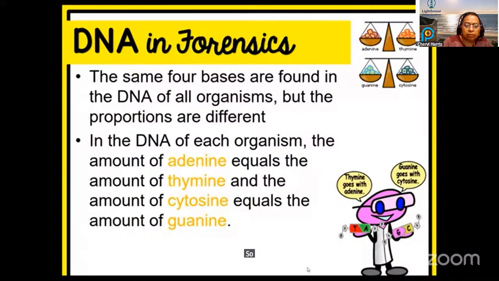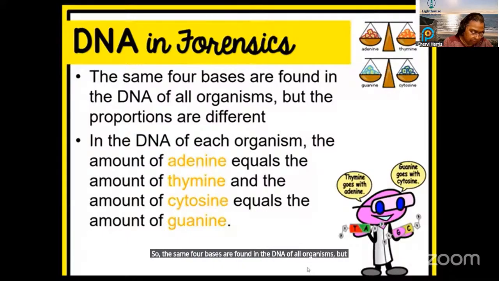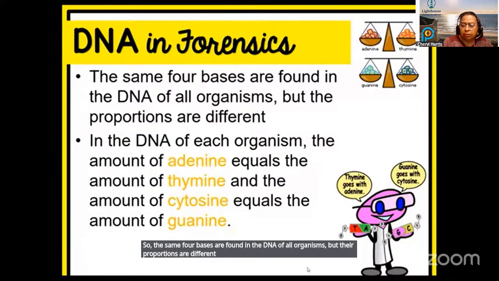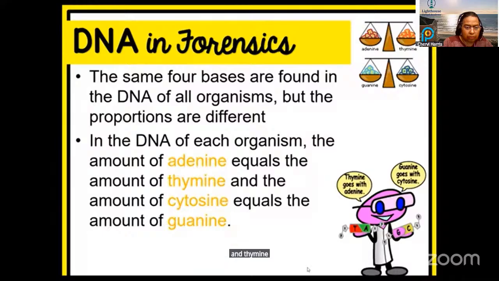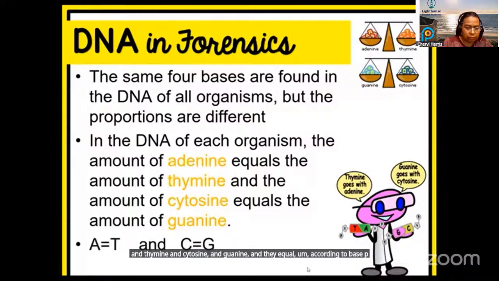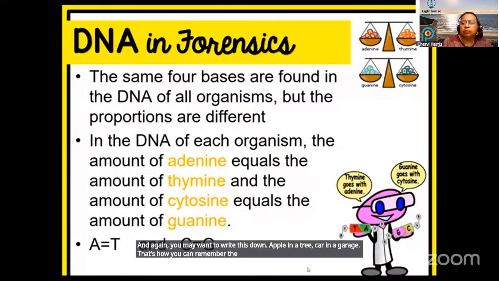The same four bases are found in the DNA of all organisms, but their proportions are different. So the sequence of my genetic code is different from the sequence of your genetic code. In the DNA of each organism, we have adenine and thymine and cytosine and guanine, and they pair according to base pairing rules. Again, you may want to write this down: apple in a tree, car in a garage. That's how you can remember the base pairing rules.